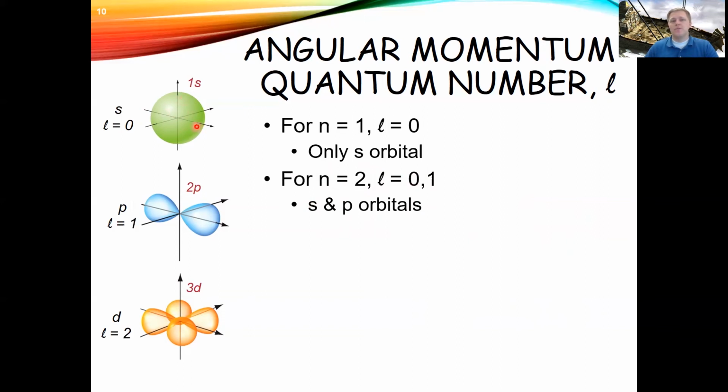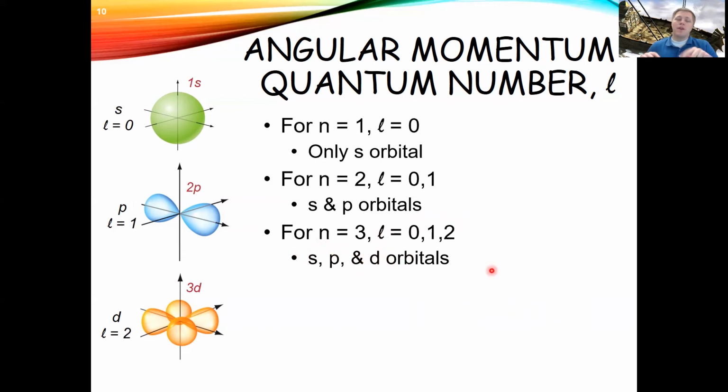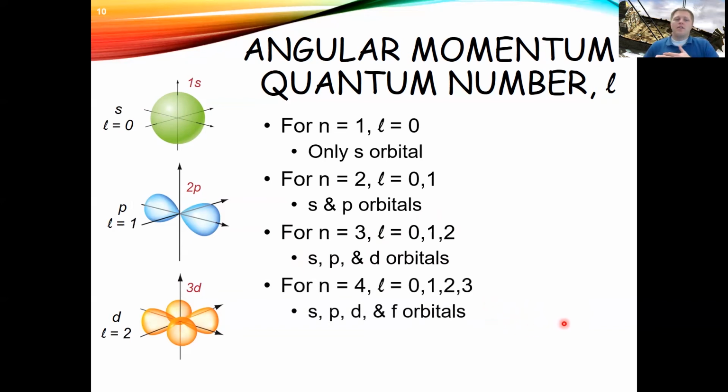So there is a 2s orbital. And L equals 1 corresponds to our p orbitals. So that's where we get our 2p orbitals. For n equals 3, L equals 0, 1, and 2. 0 corresponds to S, 1 corresponds to P, 2 corresponds to D. So at n equals 3, you're going to have S, P, and D orbitals. And then for n equals 4, L does equal 0, 1, 2, and 3. So you have S, P, D, and F orbitals at n equals 4.